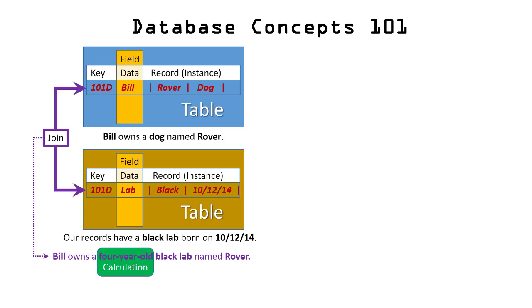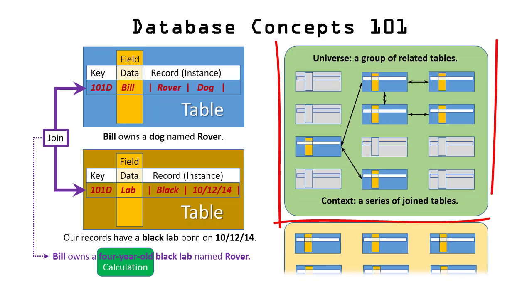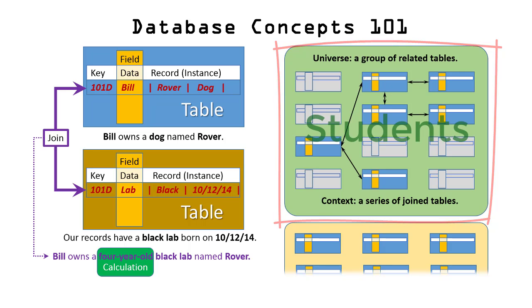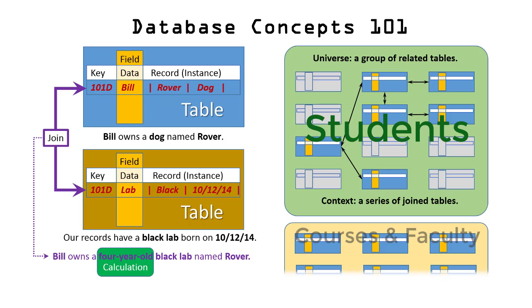Now we can combine the data in the two tables and even perform a calculation on one of the data fields to create new data, the age of the pet. In Business Objects, we have collections of related tables that we group into universes that share a common focus, such as students or courses and faculty. Within these universes, the tables are linked in various ways.